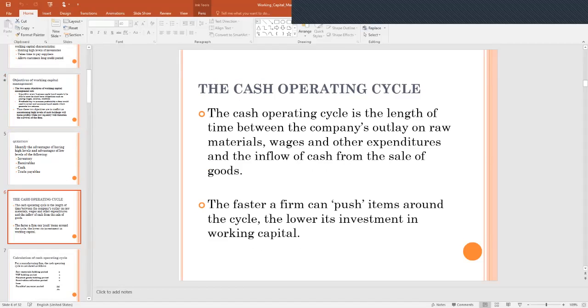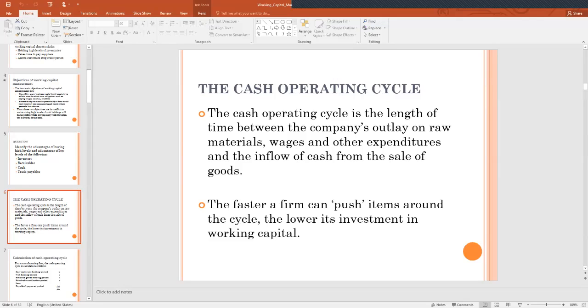As I already mentioned, don't forget you have to make an evaluation of how effective the management is when it comes to working capital management. One of the analyses you can carry out is the use of the cash conversion cycle, or the cash operating cycle. Now, what is the cycle itself?